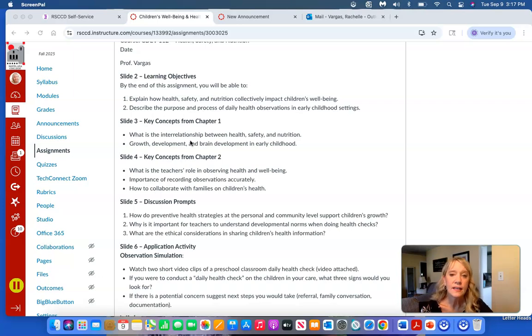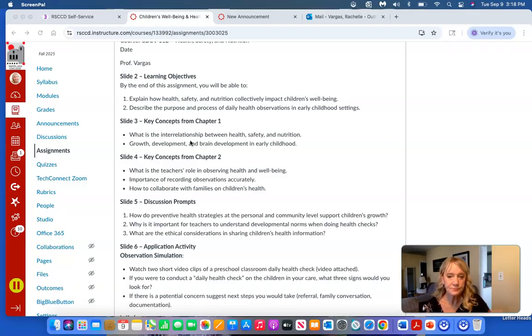Slide 4 is what is the teacher's role in observing health and well-being, like you did on your discussion. What is the role of a teacher in helping children feel safe, and how is their health and well-being? Just add a couple bullet points for that. The importance of recording observations accurately. Why is this important? How to collaborate with families on children's health. How can we do that? It tells you in chapter 2.